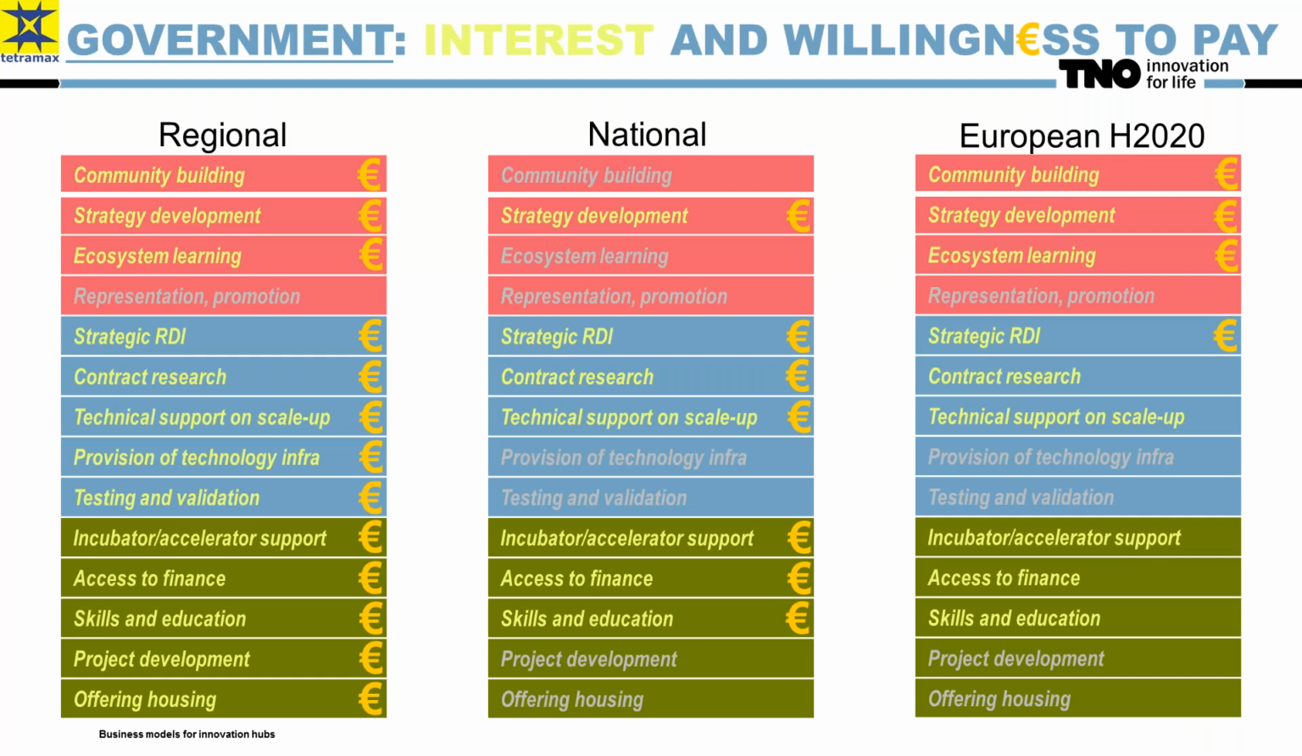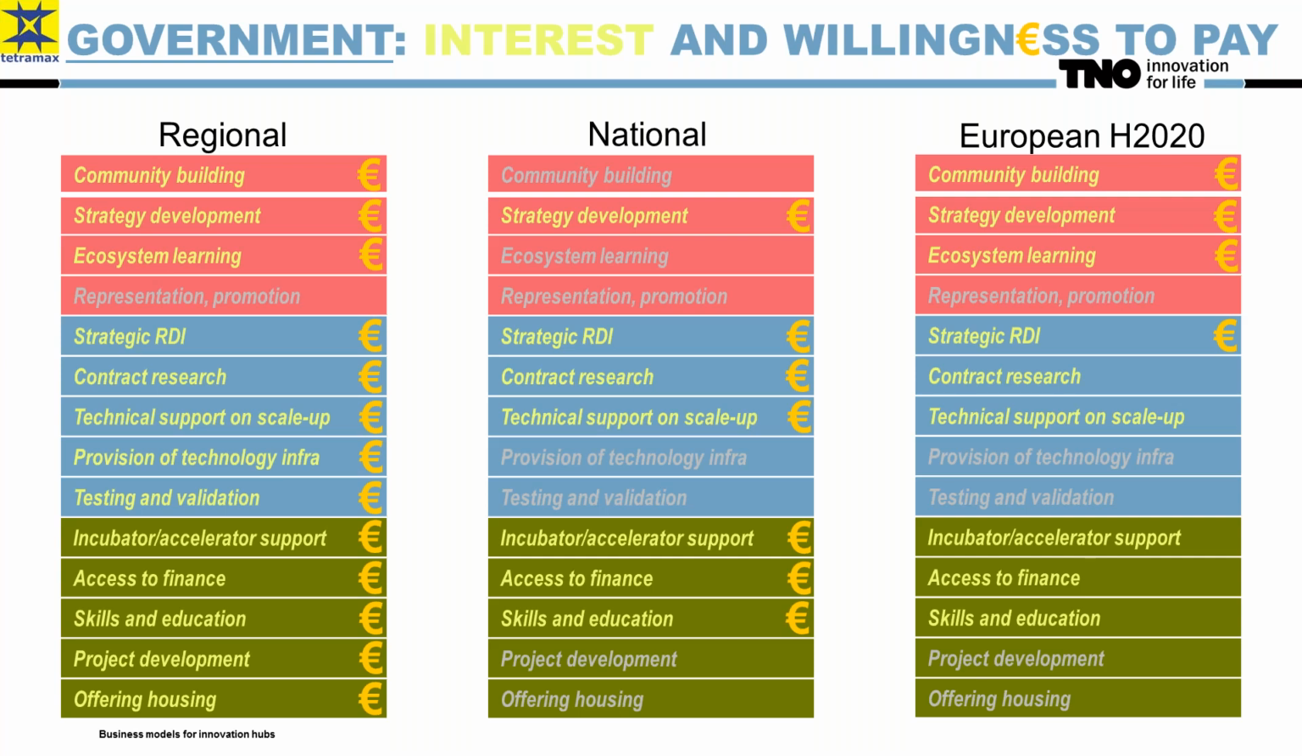This slide shows you the interest and the willingness to pay of those regional and national governments and the European Commission, especially focused on Horizon 2020. And there you can see that it's not easy. One euro sign will say there's co-funding. So it's not full funding, it's co-funding.